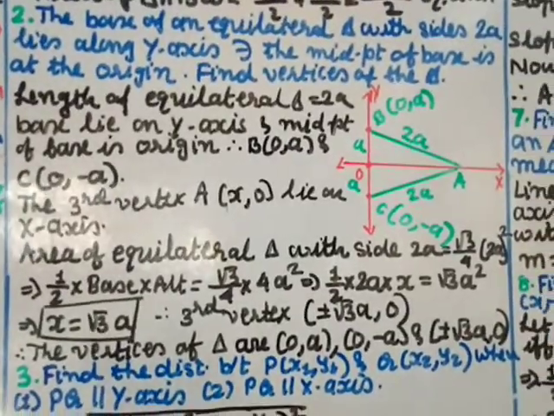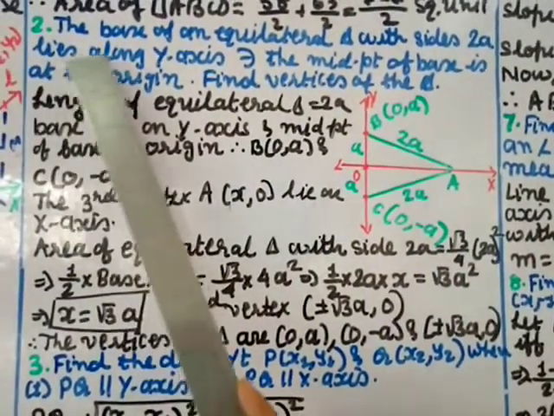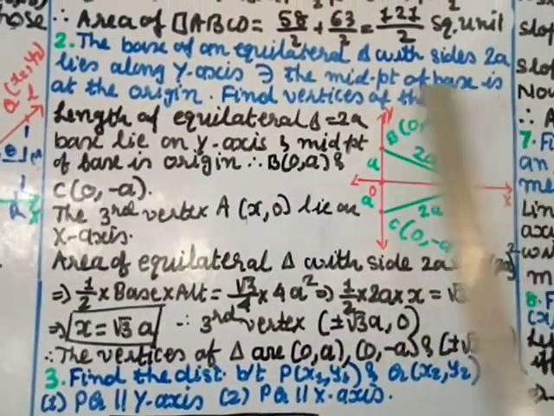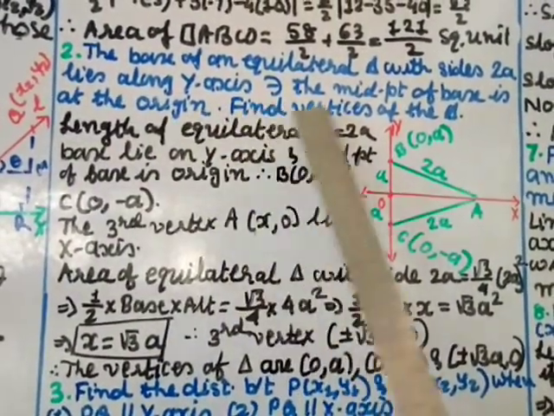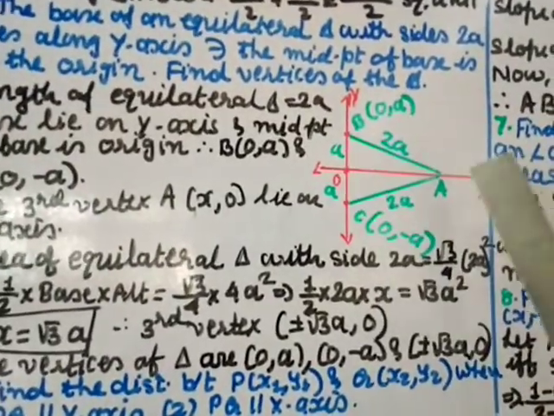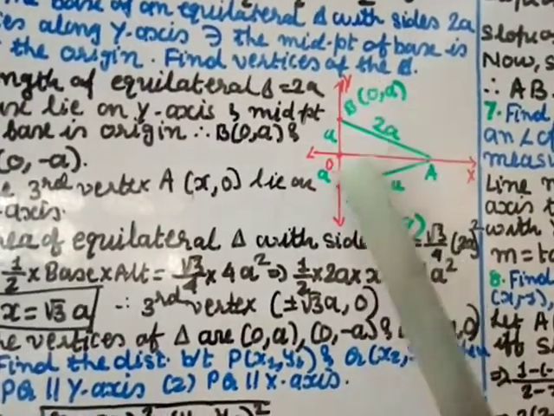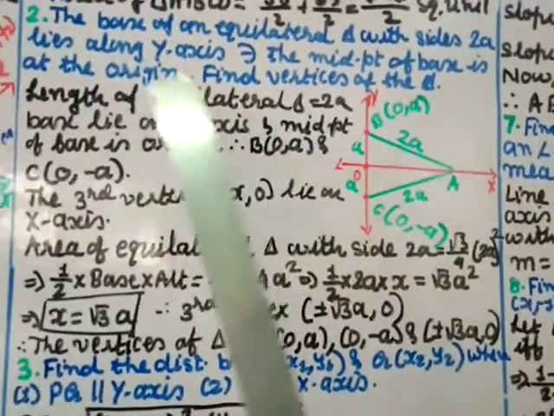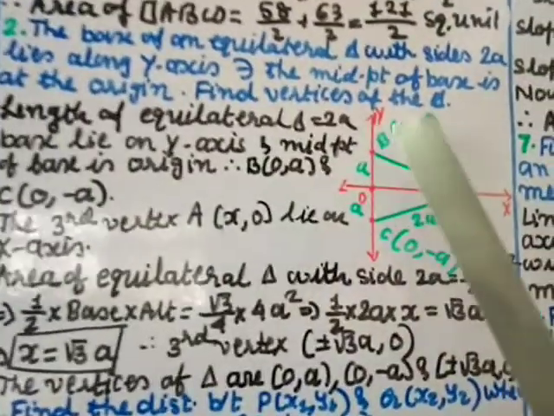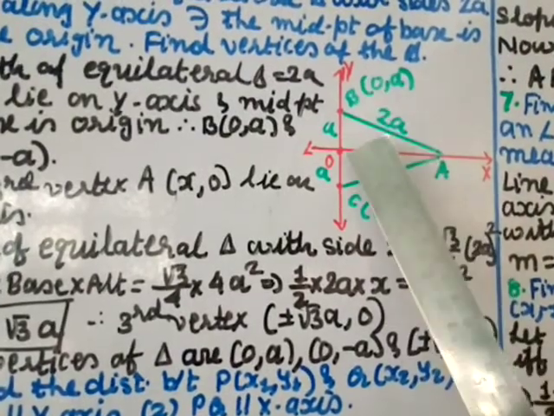Question number 2. The base of an equilateral triangle with sides 2a lies along the y-axis such that the midpoint of base is at the origin. Find vertices of the triangle. So you are given an equilateral triangle of sides 2a. Okay, so this is 2a, this is 2a, and this is 2a. So, and they have said that the base is on the y-axis. Okay, so this is my base, it is on the y-axis, and the midpoint of this base is at origin.